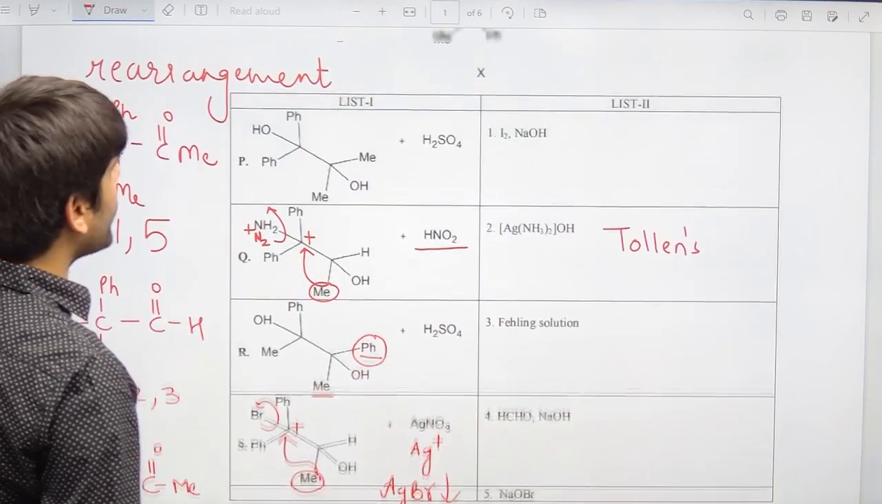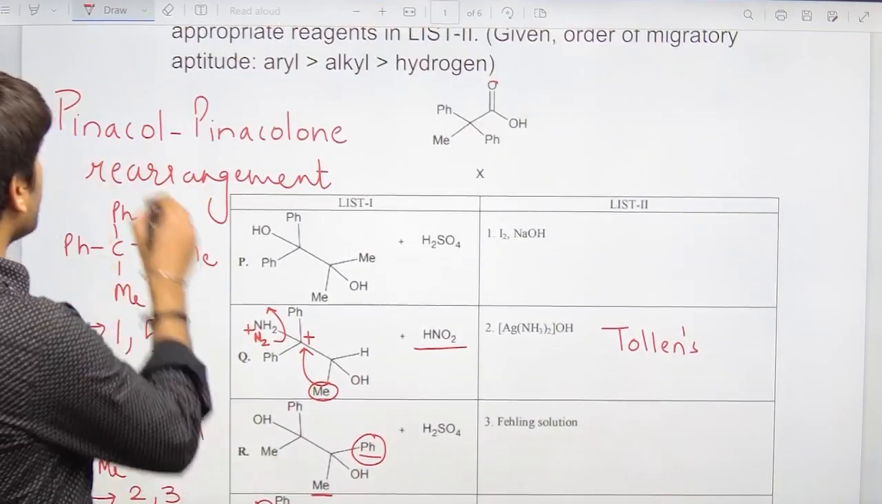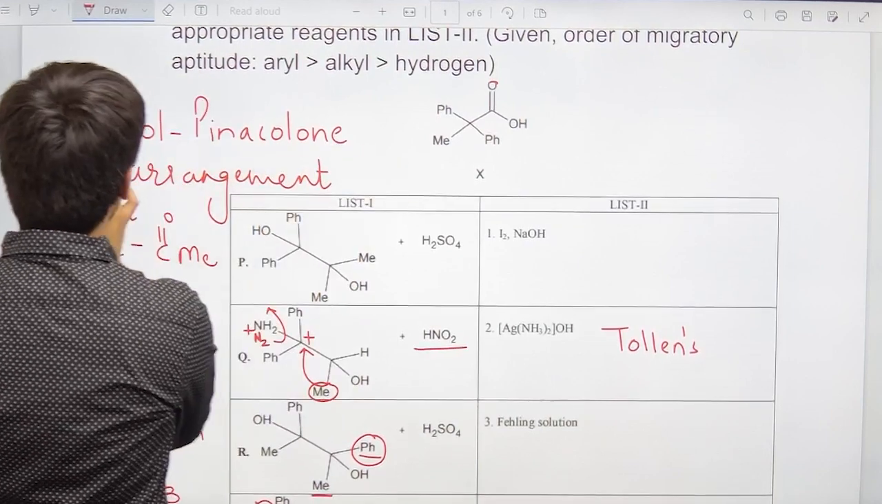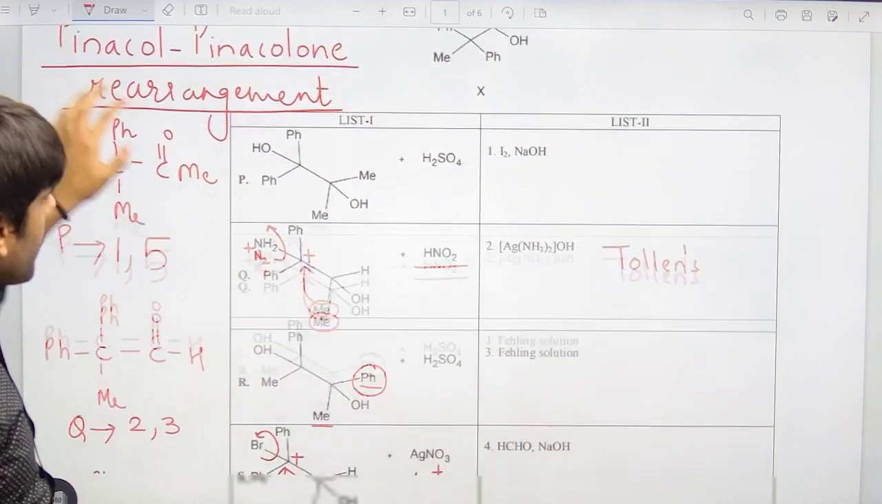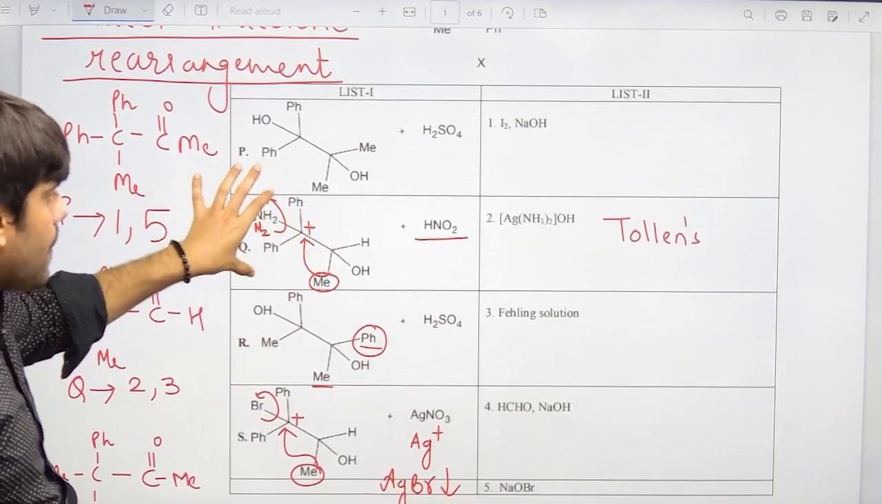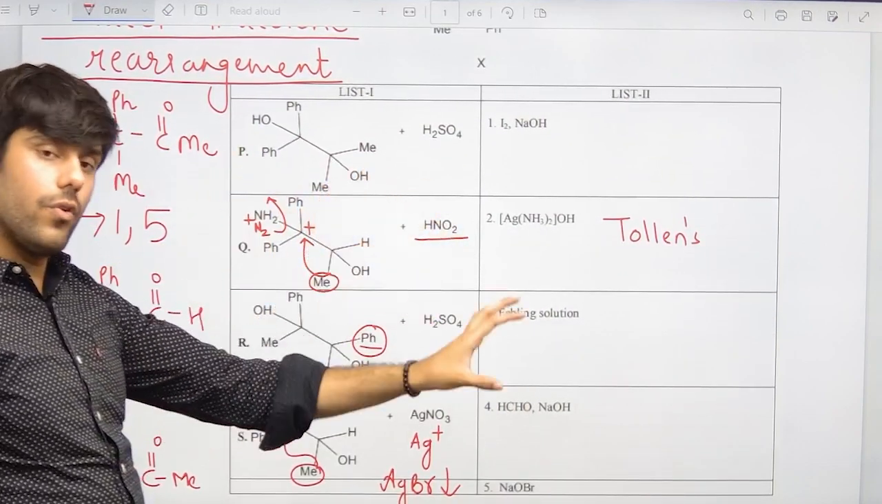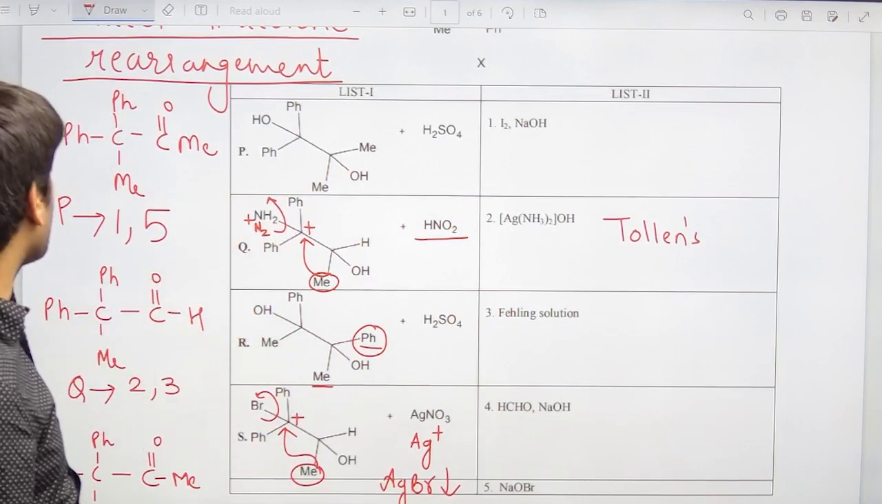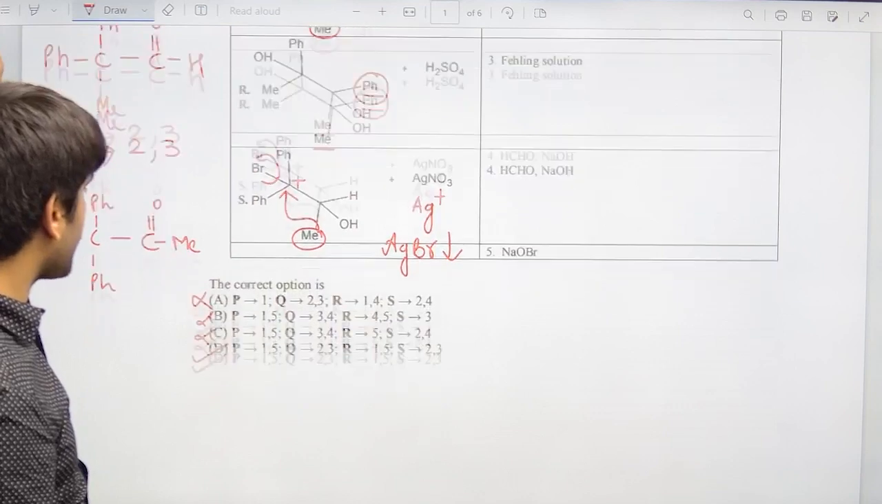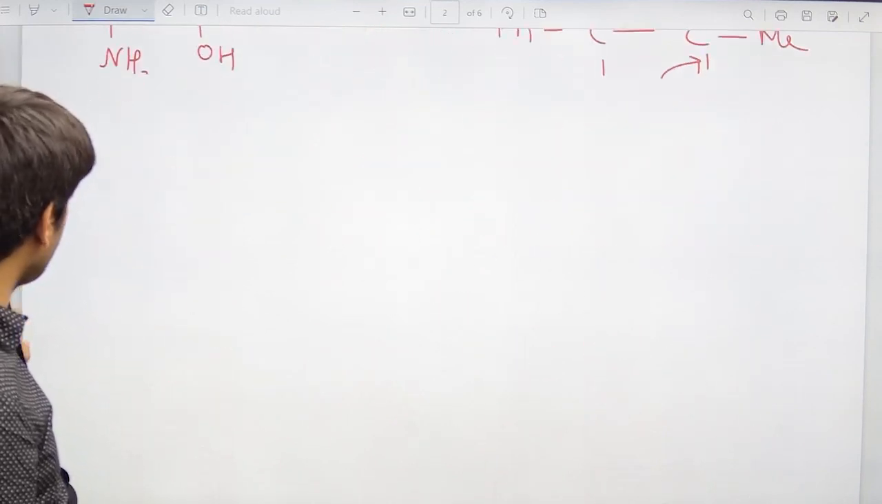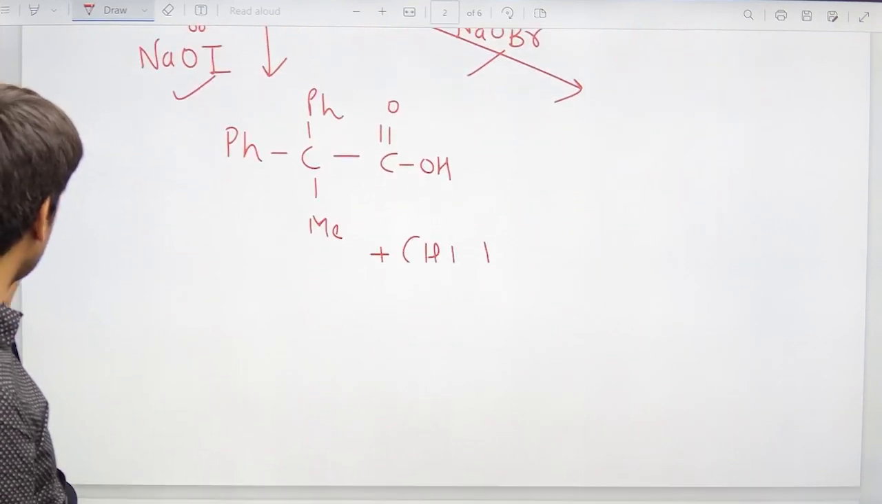So the entire question is based upon this rearrangement, that is the pinacol-pinacolone rearrangement, and we have seen the different examples of this reaction, right? We have seen the semi-pinacol rearrangement also and the normal pinacol. So I hope this is clear to you. Let us move to the second problem.